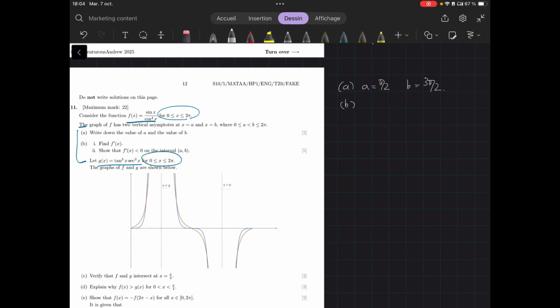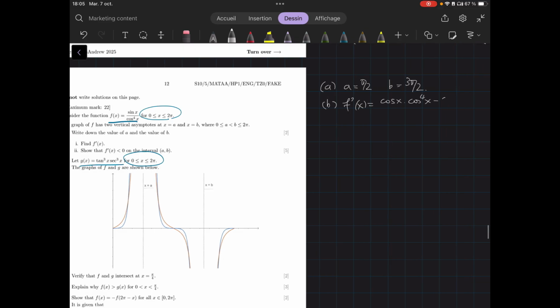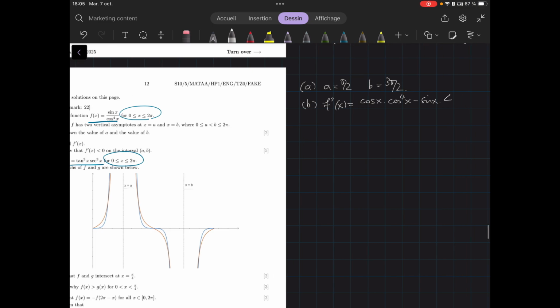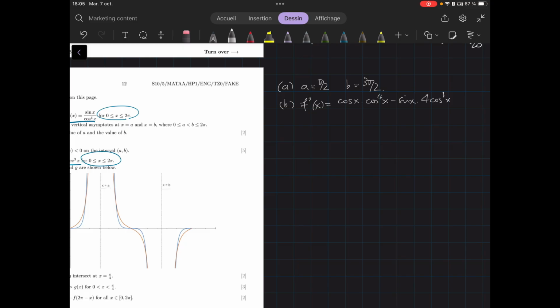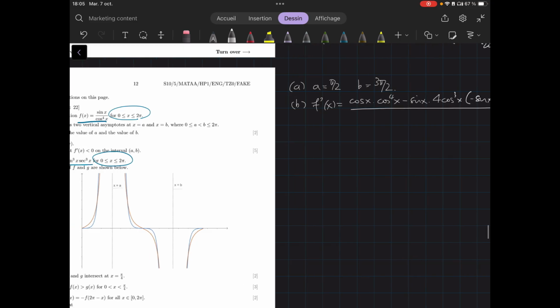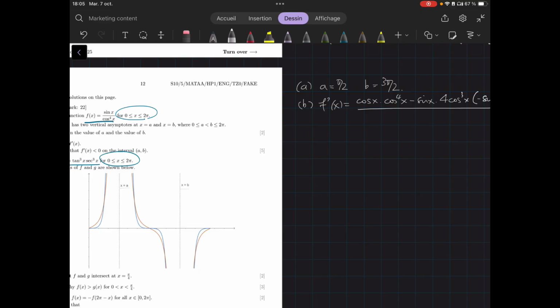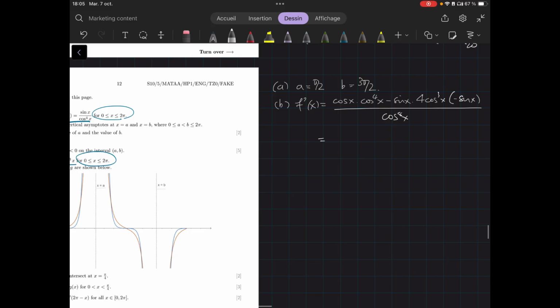We have a quotient of two functions, so we will be using the quotient rule. F prime of x is equal to cos of x times cos to the 4 minus sine of x times the derivative of cos to the 4. So that would be 4 cos cubed times the derivative of cosine of x, which is negative sine of x. Downstairs, that's going to be the denominator squared, or cos to the 8.